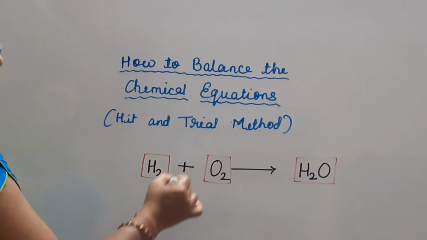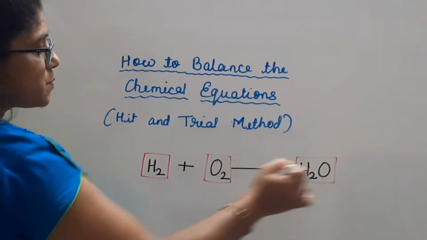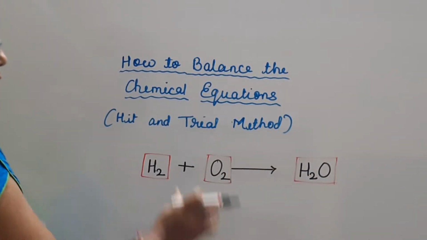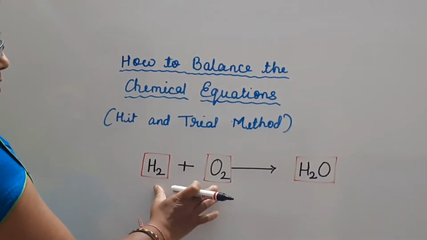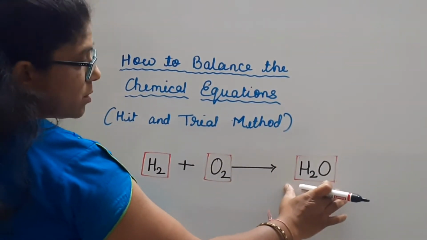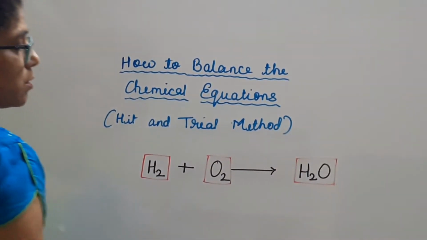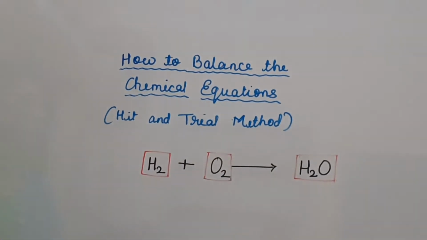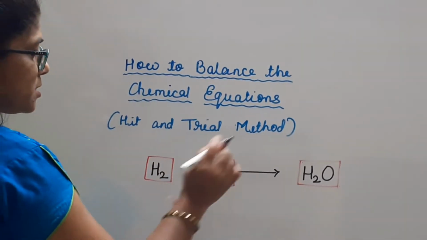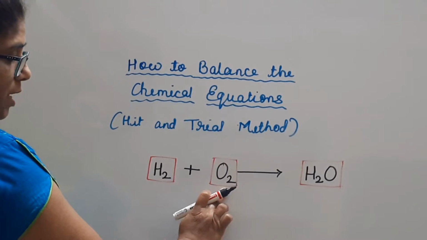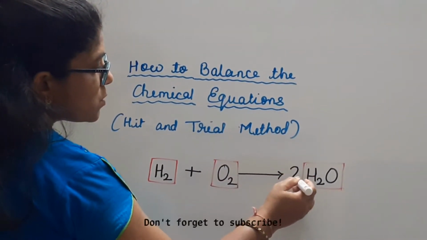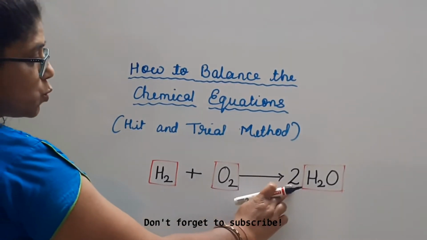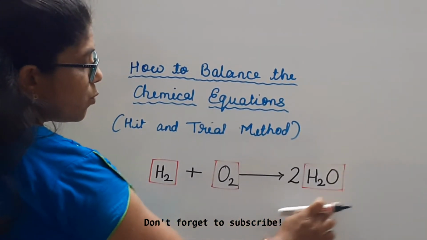You can see the boxes which I have made around these substances. The meaning of this is we cannot make any changes in the molecular structure of the substances entering the reaction and the molecular structure of the product formed here. So how to balance this? Here, just check. The number of oxygen atoms is 2 here. So if we put 2 outside this box, this 2 is applicable for this entire water molecule.